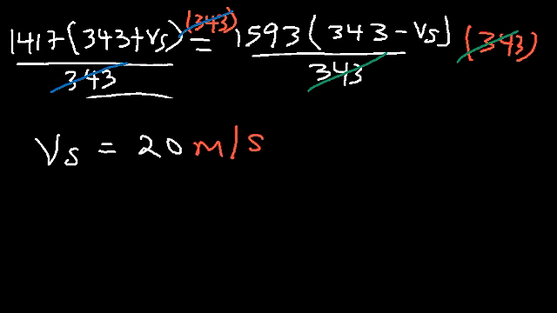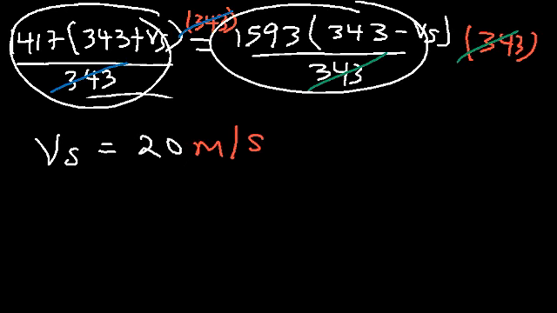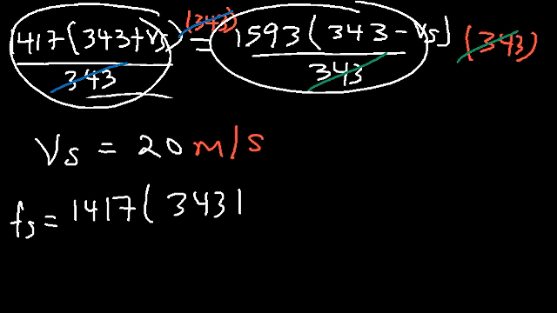Now, Fs, the frequency of the source, we can use this side of the equation or this side. It really doesn't matter. But let's do it both ways so you can see it's the same answer. So Fs is equal to 1417 times 343 plus Vs, that's plus 20, divided by 343.